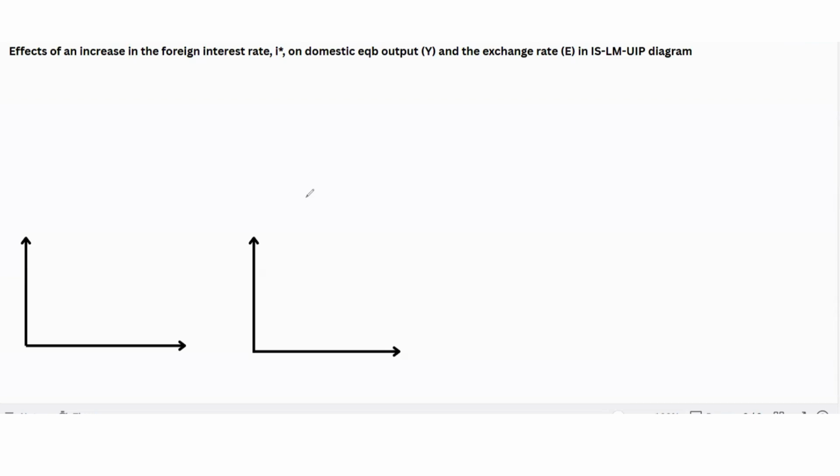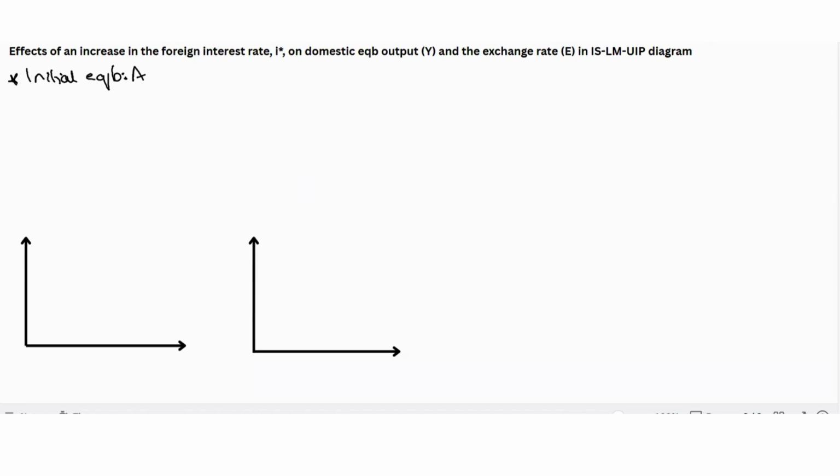We want to look at the effects of an increase in the foreign interest rate on domestic equilibrium output and the exchange rate in our IS-LM-UIP diagram. So the initial equilibrium is here. Let's plot this initial equilibrium.